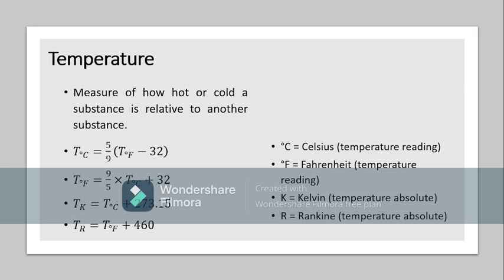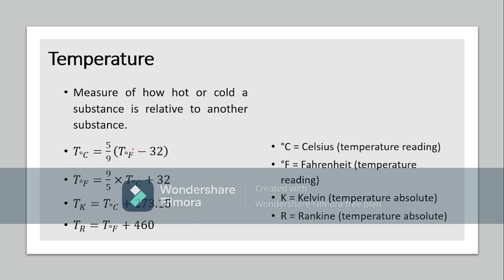Temperature is the measure of how hot or cold a substance is relative to another substance. I already gave the following formulas. I think you're familiar with these three, but one of them, you're not. So, degree C is degrees Celsius, degree F is degrees Fahrenheit, K is Kelvin, and R is Rankine. Sometimes we call it Rankine. Now, if we want to convert degrees Fahrenheit to degrees Celsius, we will use this formula.